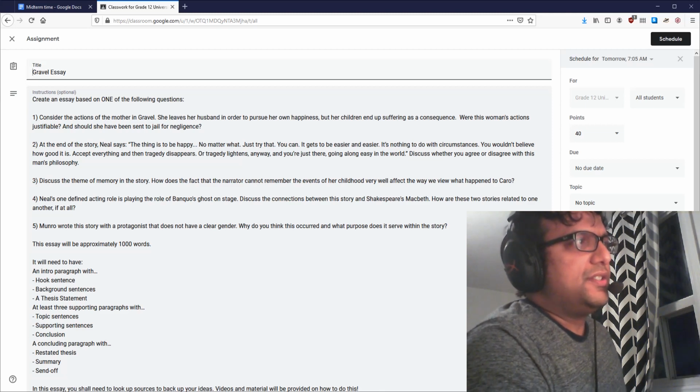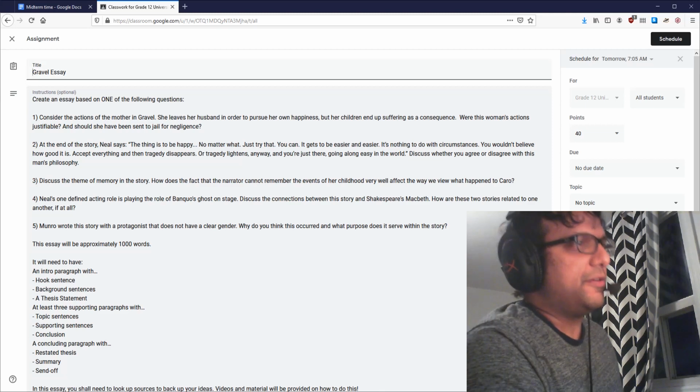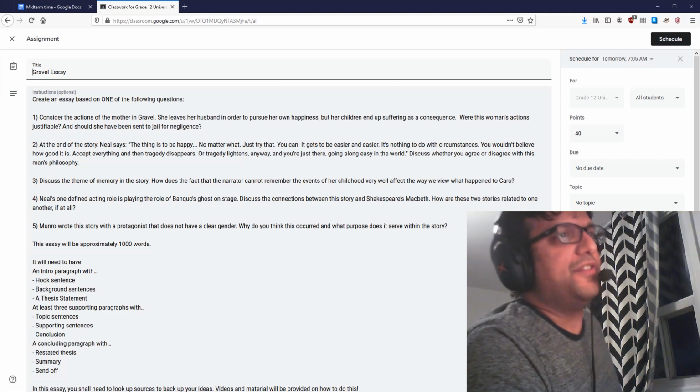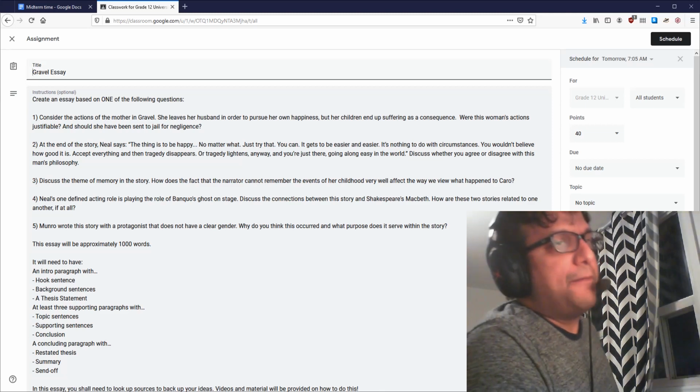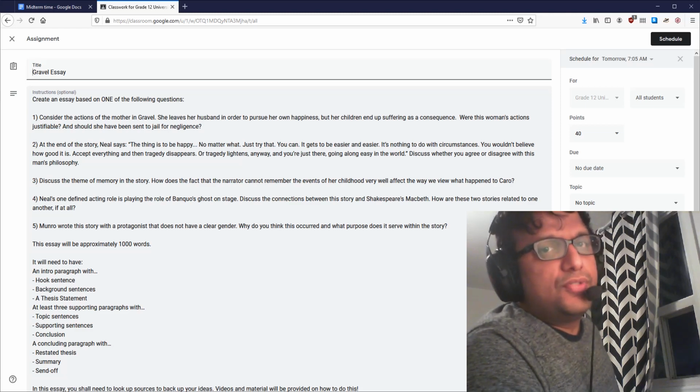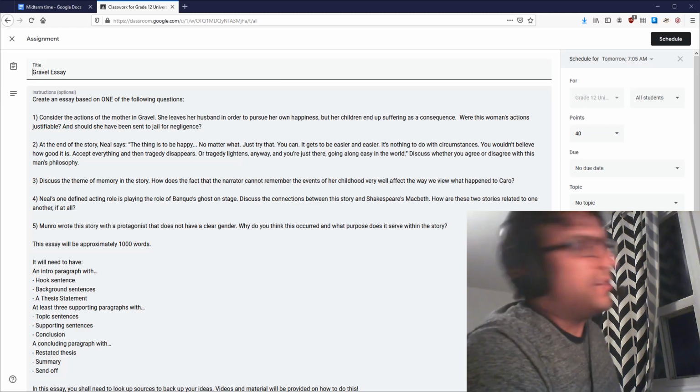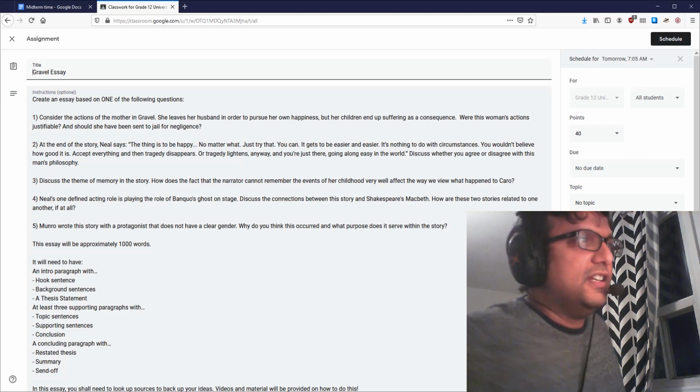Third, discuss the theme of memory in the story. How does the fact that the narrator cannot remember the events of her childhood very well affect the way we view what happened to Caro? So this one is a little harder than the other two so far, I think.